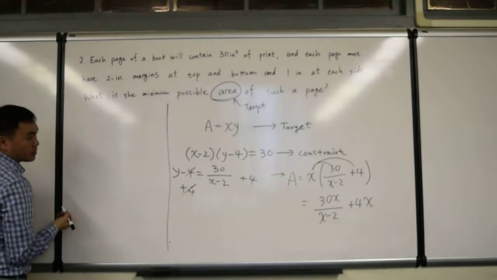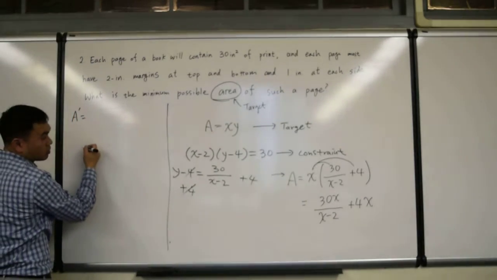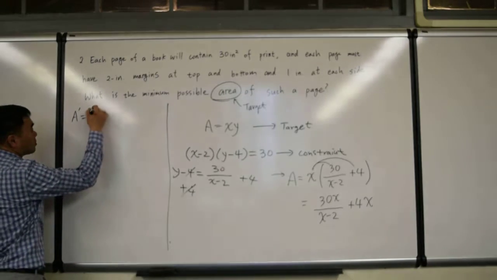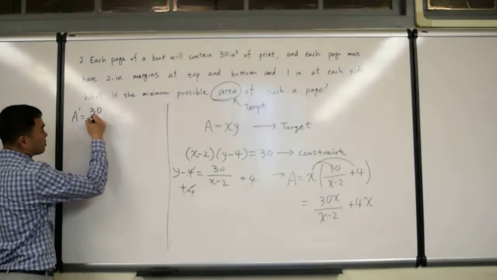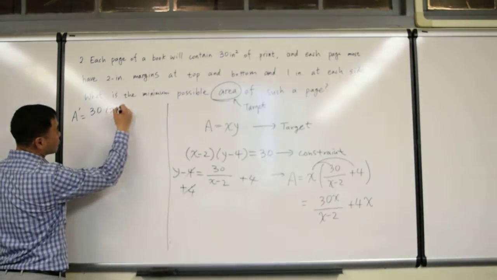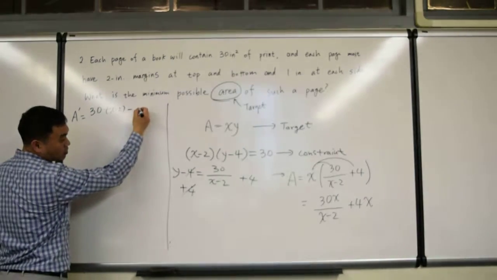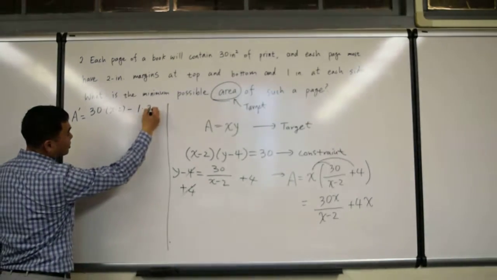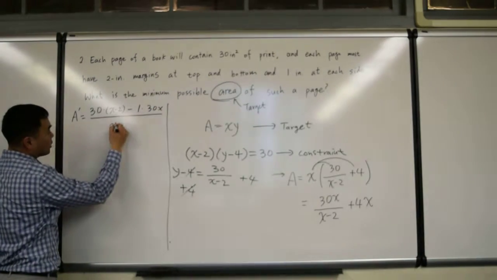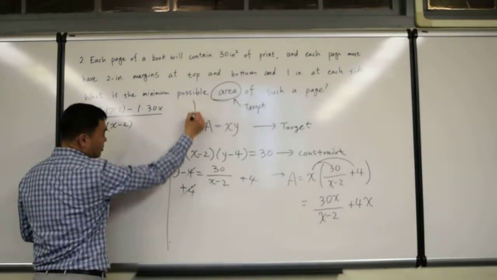Let's differentiate. So you have A prime equals, this one requires the quotient rule, right? So differentiate the high times the low, minus differentiate the low times high, over low squared. Actually, I need more space here.